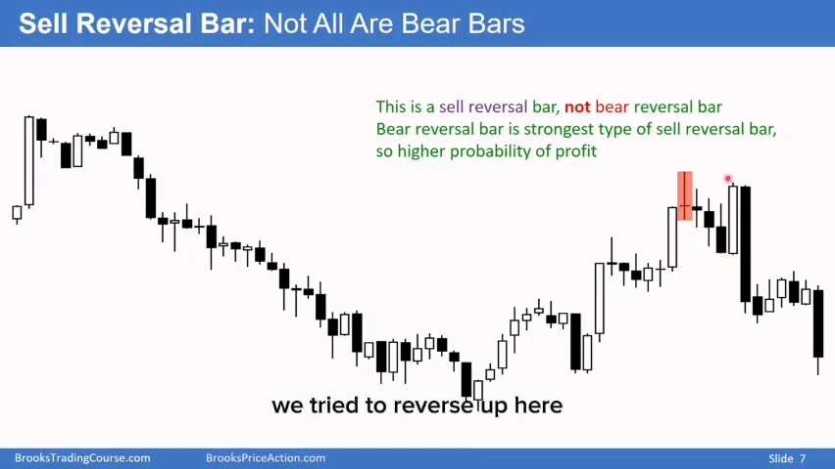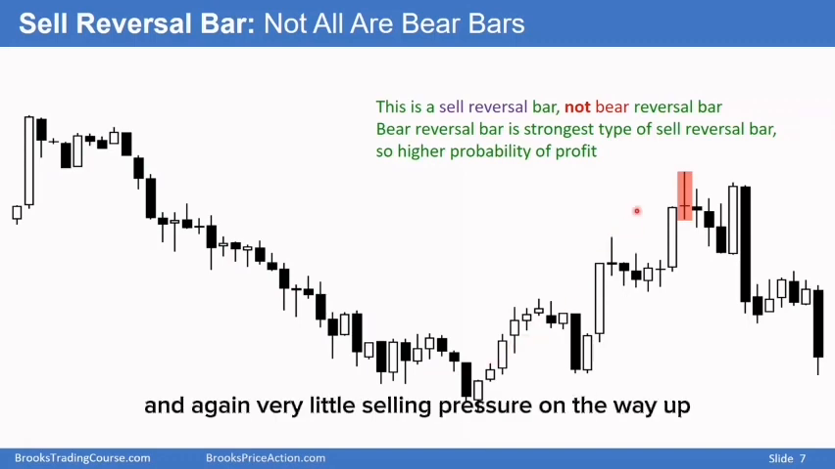bar. We tried to reverse up here. We got a small double top. Traders will sell below that bar and get filled right here. This is a sell reversal bar, but not a bear reversal bar. So it's not as reliable. And again, very little selling pressure on the way up.